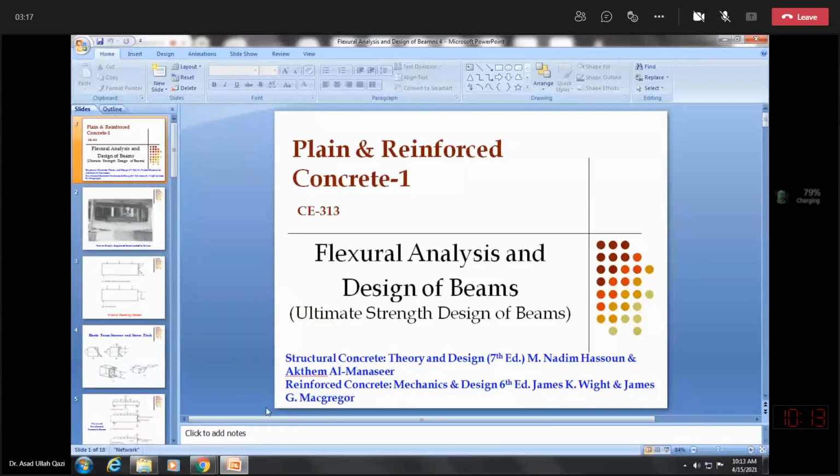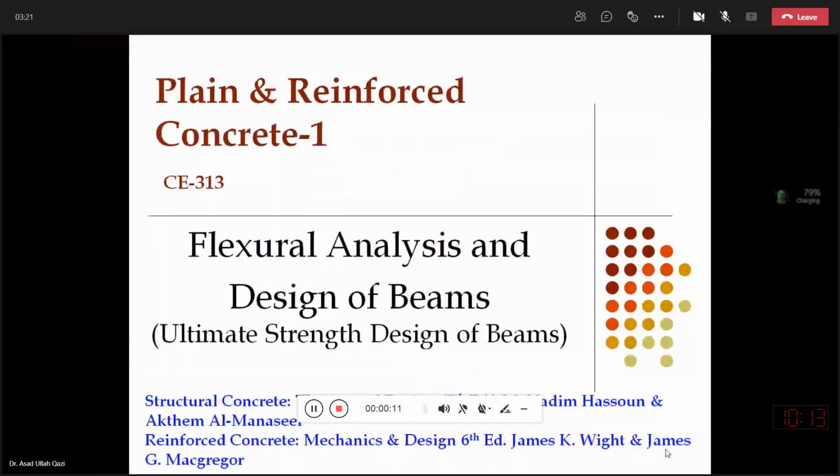Analysis and design, ultimate strength design of beams, and I have copied a few pictures from the two reference books which I mentioned on the title slide.